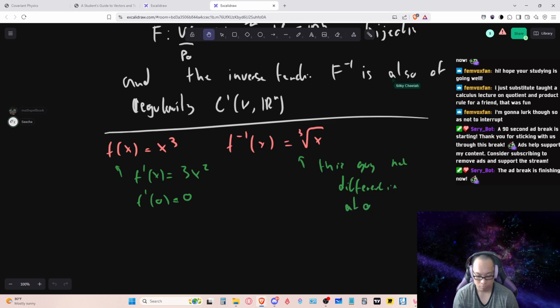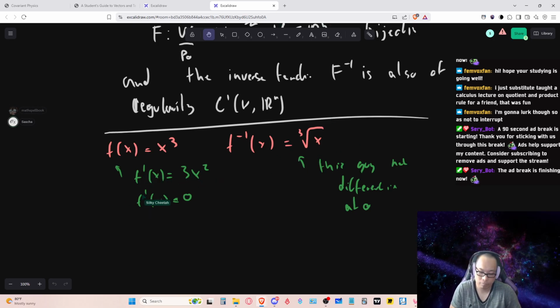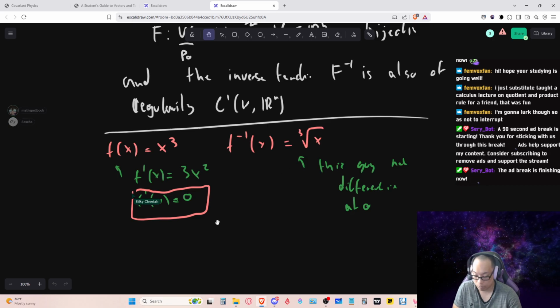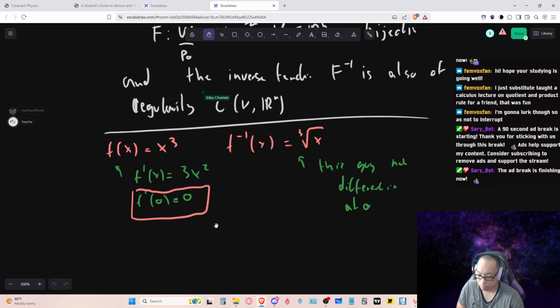And the condition in the inverse function theorem is checking whether the differential is invertible. In the one-dimensional case, it's just equivalent to checking that the derivative at that point is not 0. So here you see the problem is we found that the derivative at 0 is 0. That's the reason why the inverse is not differentiable at that point.